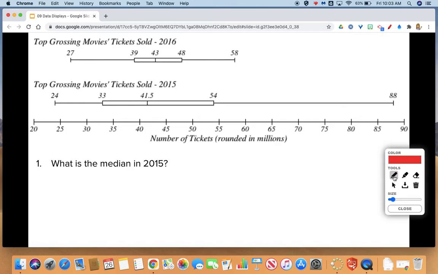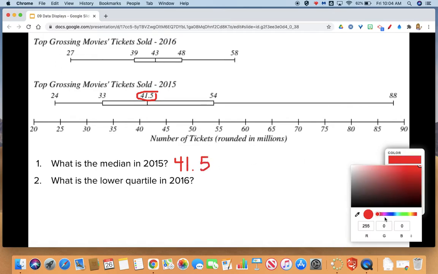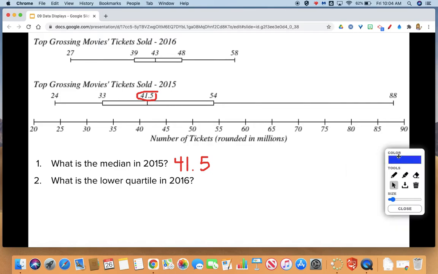What is the median in 2015? You want to keep an eye that you're looking at the 2015. Remember, the median is the line inside of the box, which is right here. So my median is 41.5. What is the lower quartile in 2016? Look at the 2016 graph. Remember that the lower quartile is the number that starts the box, which is 39.